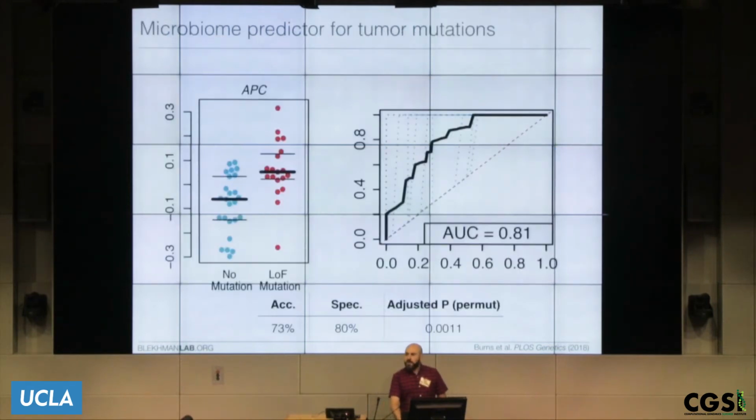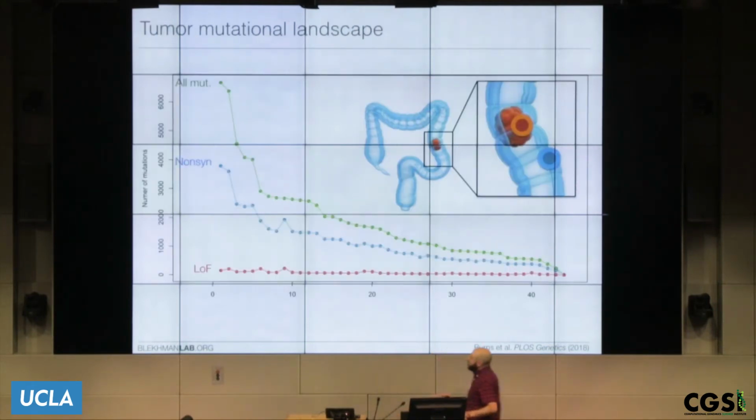What is the x-axis? The x-axis is just the patients. We had 44 patients, and the y-axis is the number of mutations that we found. As you can see, there are some tumors that have a large number of mutations, looking at all mutations and non-silent mutations. This is something you also see in other cancer data sets like TCGA, where you have hypermutated tumors versus tumors that have fewer mutations.